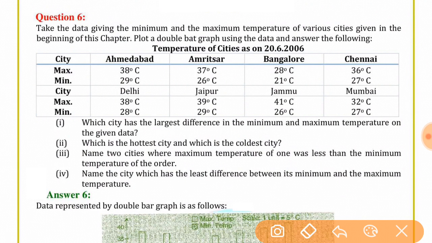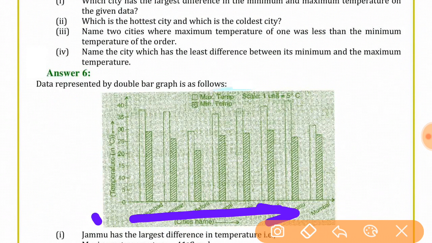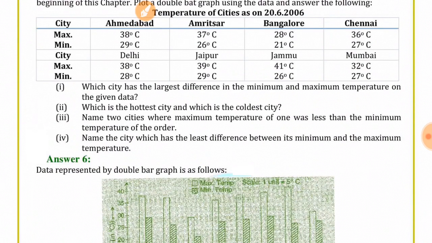Ahmedabad, Amritsar, Bangalore and Chennai, Delhi, Jaipur, Jammu, Mumbai. So 8 cities on the x-axis, and for each city we have to consider the maximum and minimum temperature. Which city has the largest difference in the minimum and maximum temperature on the given data, they may ask. Before that we have to draw the bar graph.